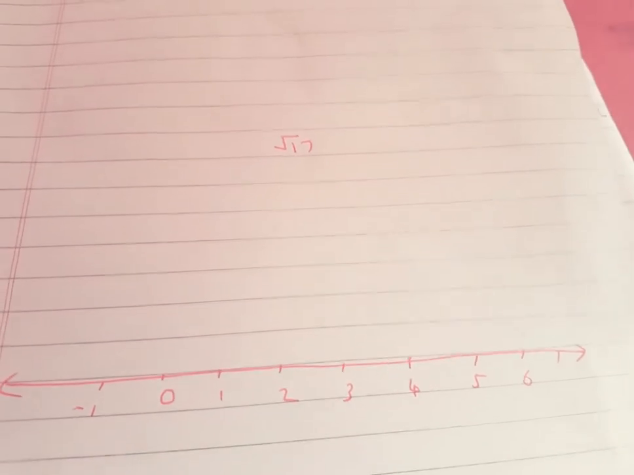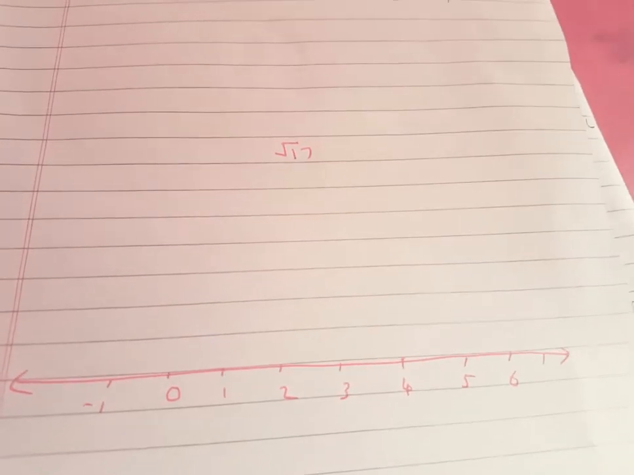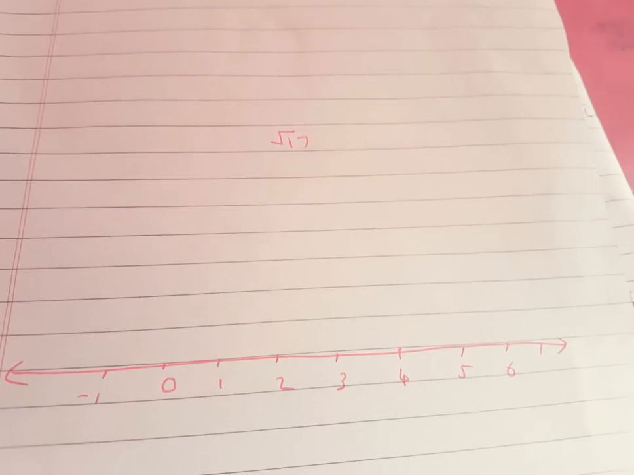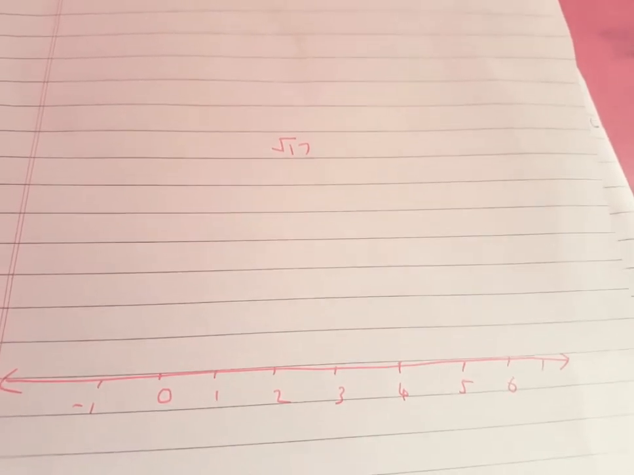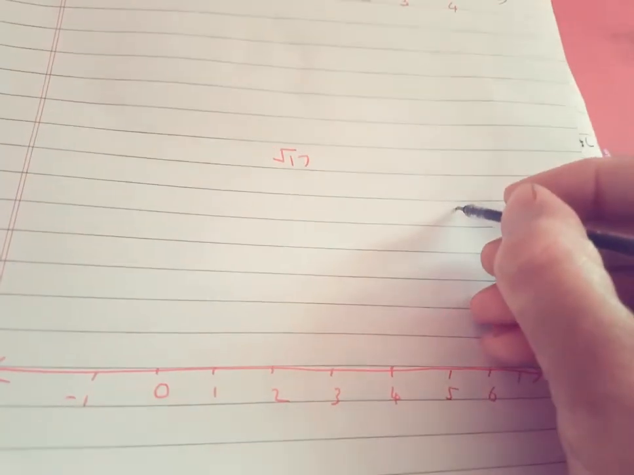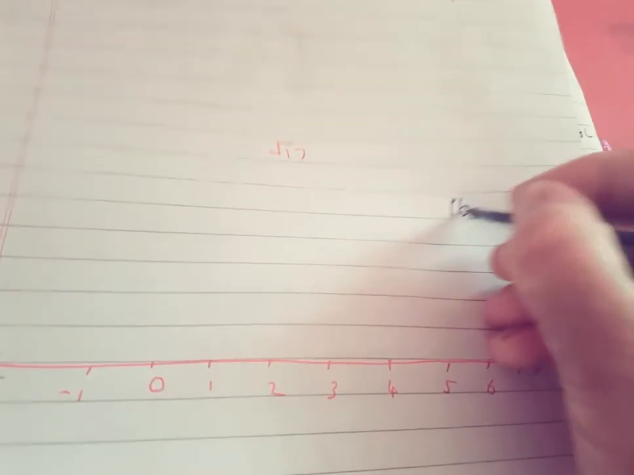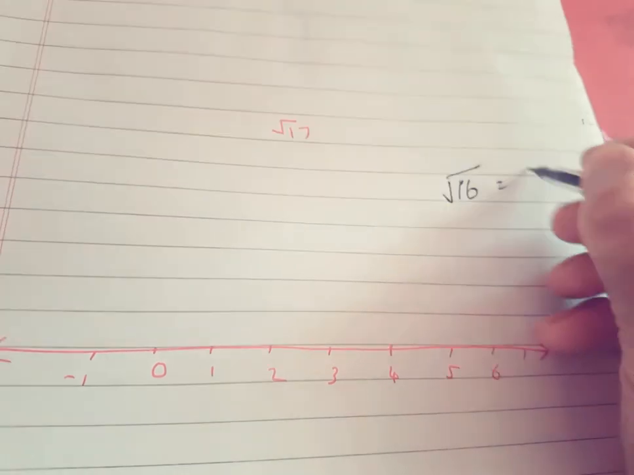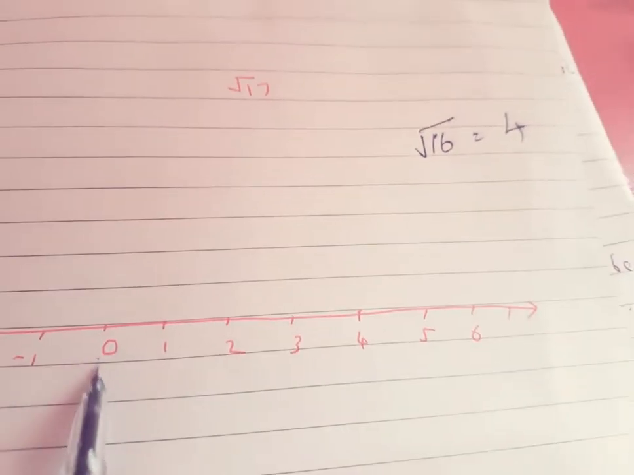If somebody asks you to plot root 17 on the number line, then what will you do? Which is the just below perfect square of 17? That is 16. What is the square root of 16? That is 4.